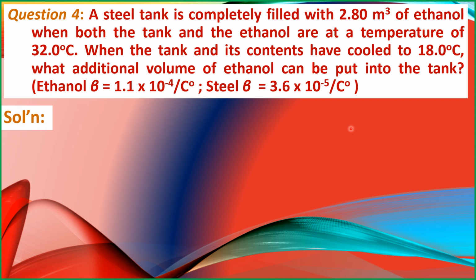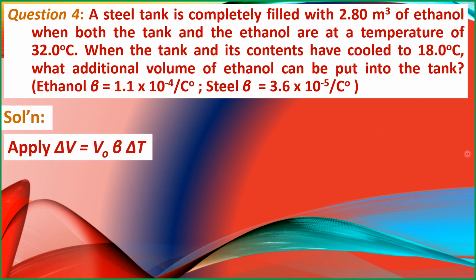All right, our solution, we still apply the same concept, but again, this time we are talking about change in the volume. So delta V is equal to V naught multiplied by the constant beta times delta T. We begin with the change in volume for the steel tank, delta V sub S.